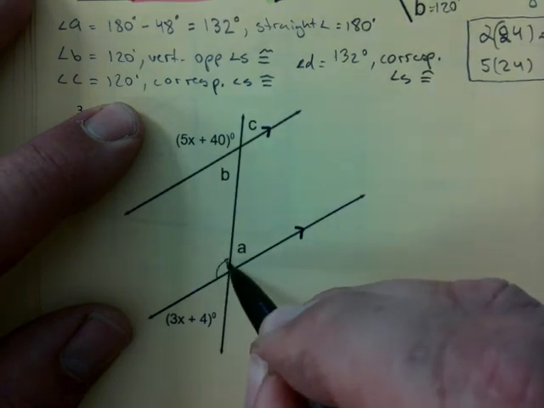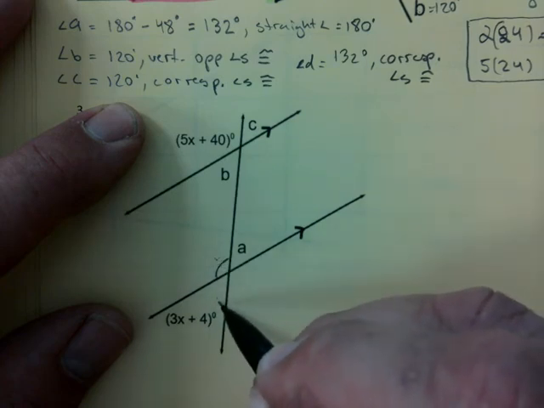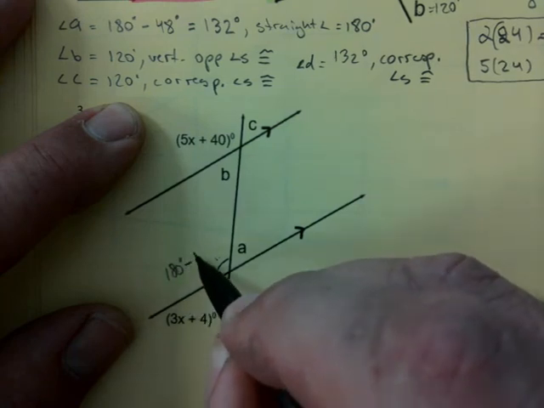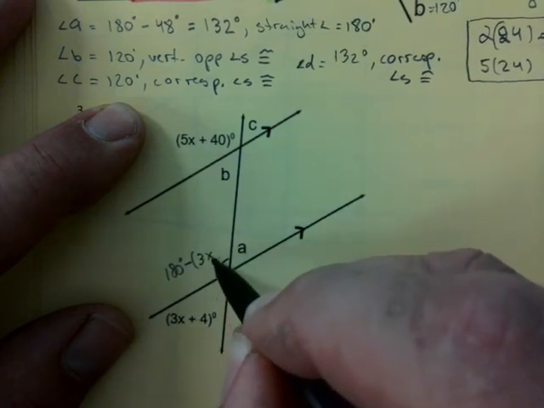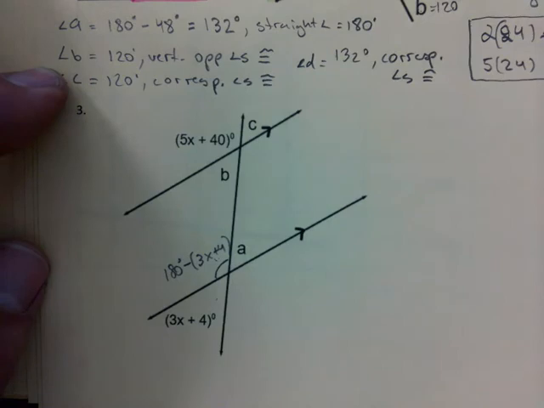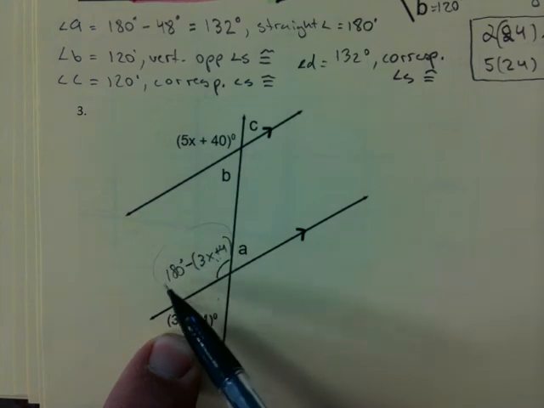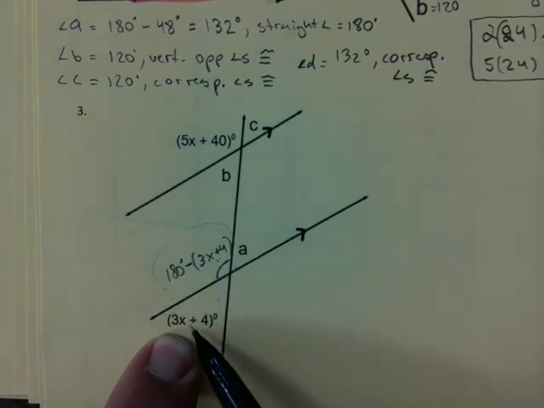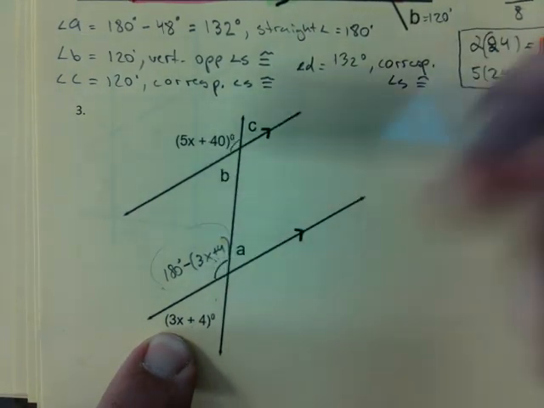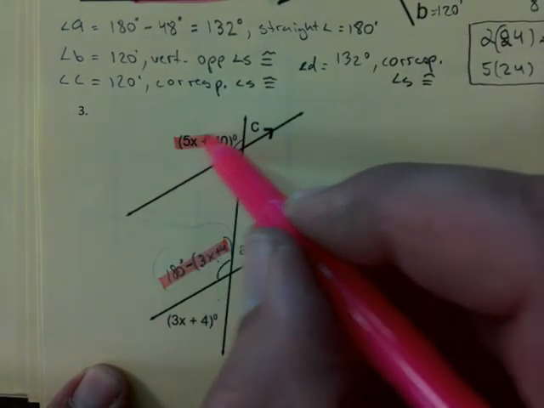This angle right here would be what? What are these two? They add up to 180, right? Would you agree? So to get this one, I would have to go 180 minus 3x plus 4. Would that make sense if I told you that? If this is 3x plus 4, then this angle right here is 180 minus whatever is here. Right? So do we have a name for these two now? Yep, they're corresponding. So I'm going to highlight that, highlight that.